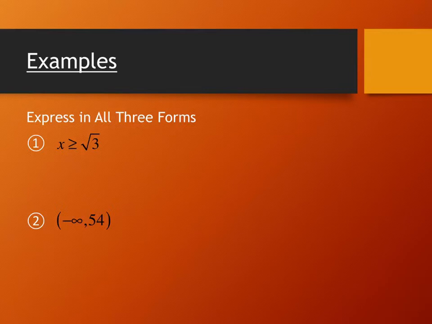So this one says that x is greater than or equal to the square root of 3. I always like drawing graphs first. That's my thing, because I'm a very visual person. So I can put the number on here, square root of 3. And am I going to shade to the right or to the left?